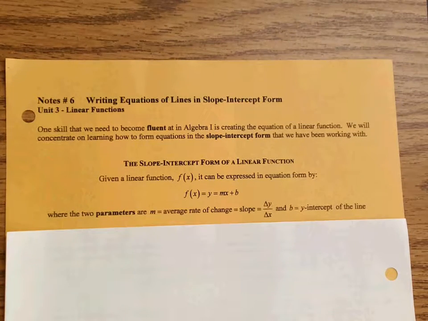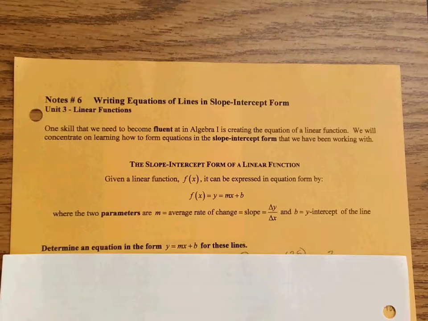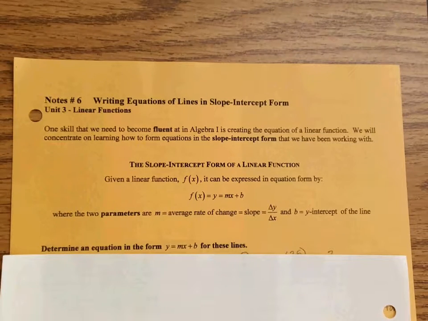So there are 2 parameters. Our 2 parameters are the average rate of change, also known as slope. I do tend to use the terminology slope a lot in this unit, but remember it's the same thing as average rate of change. Change of y over the change of x, rise over run, and b. B is your y-intercept of the line. So what we're going to do is determine an equation in the form y equals mx plus b for these lines.